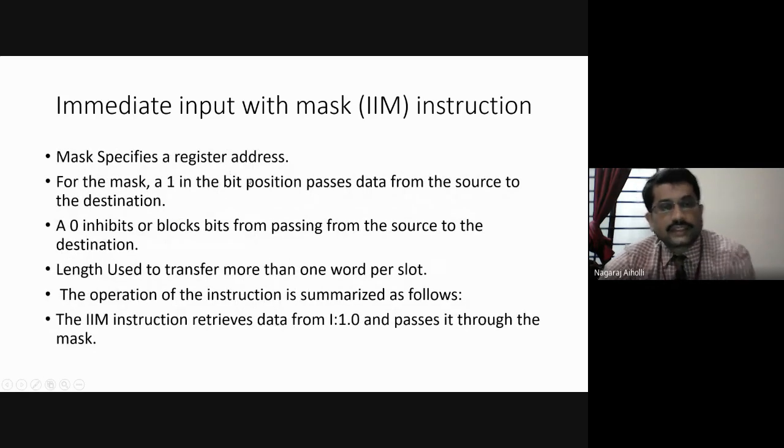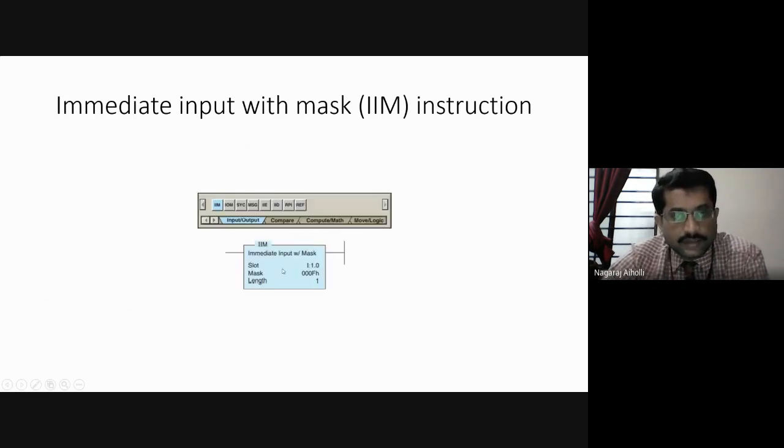Mask specifies a register address. Here, mask means it is the memory location or the address of the data. It is the address of the register or the address of the memory location in which we are performing the masking operation. That is, whatever data is there in the slot is sent to the mask, this register or this memory location 000FH here, and it is going to clear the first 12 bits.